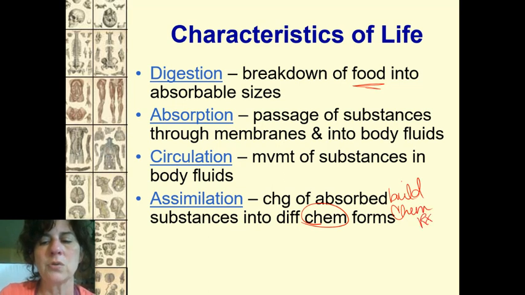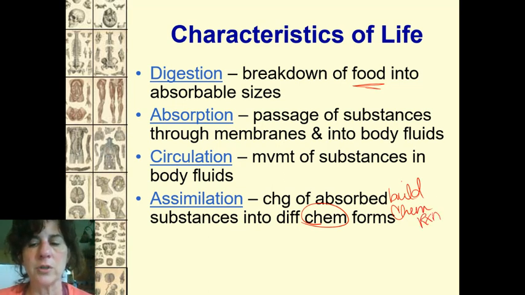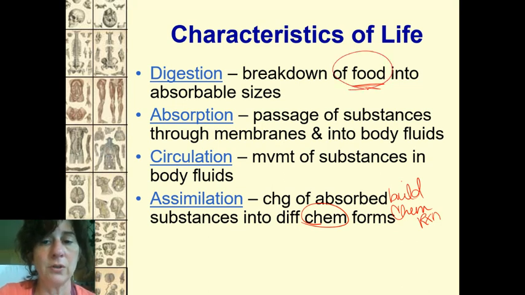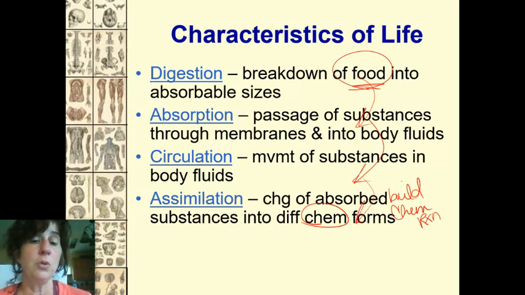I'm going to use the shorthand RXN for reaction. Build structures, use it for chemical reactions, whatever it needs. We need that originally came from this food up here, had to go through all of these different levels in order for you to actually be able to use it in your cells. And then once we've used it, then we're going to have to get rid of the waste products, carbon dioxide, get rid of nitrogen waste, whatever it is that we have to get rid of.